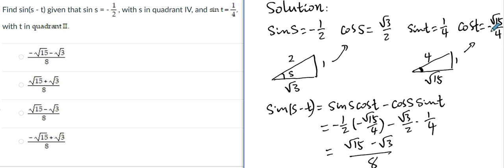Positive or negative? Because t is in quadrant 2, cosine t is negative in quadrants 2 and 3. So we have a negative here. Sine t is positive in quadrants 1 and 2, so sine t can be positive 1/4.